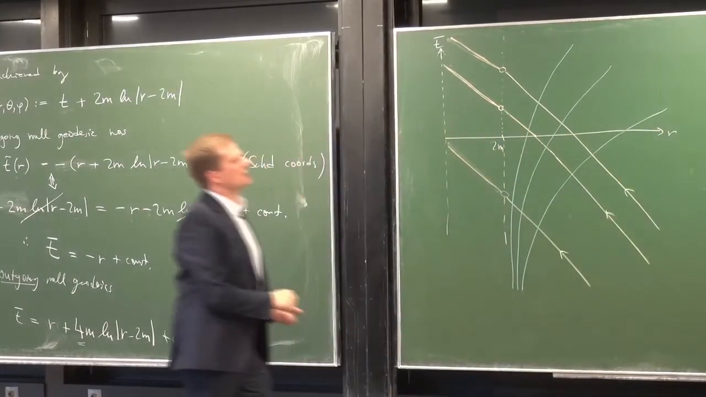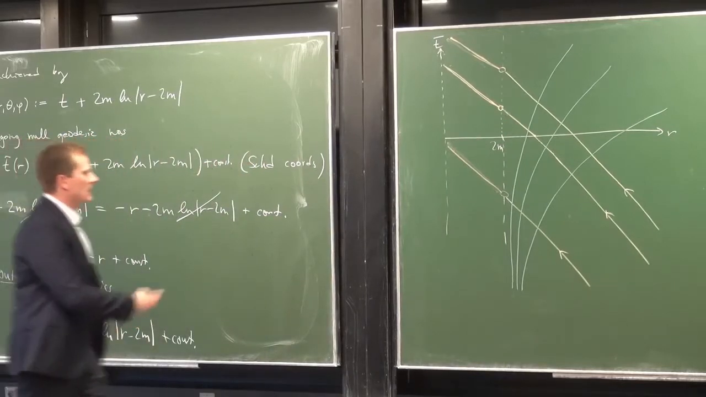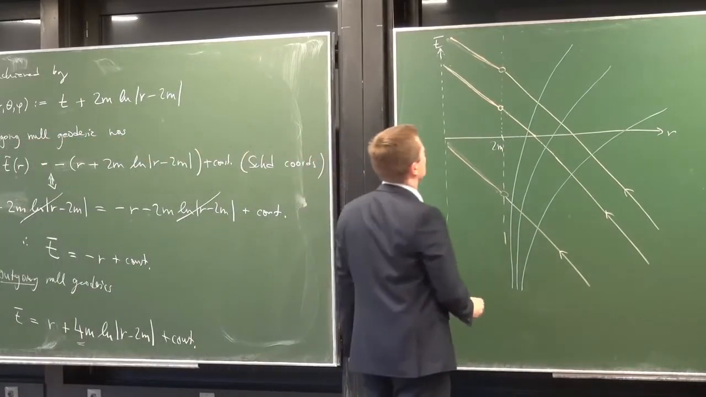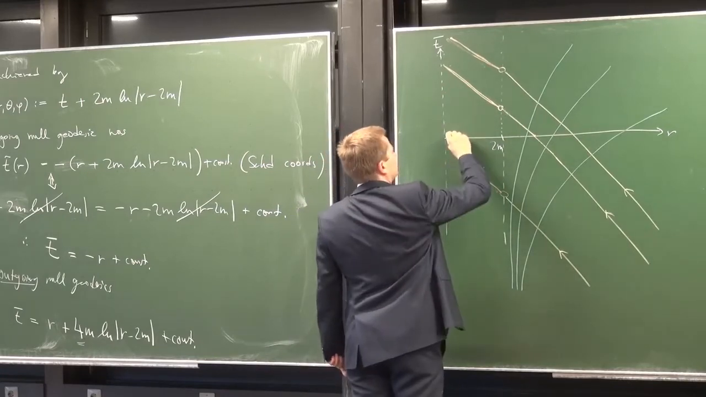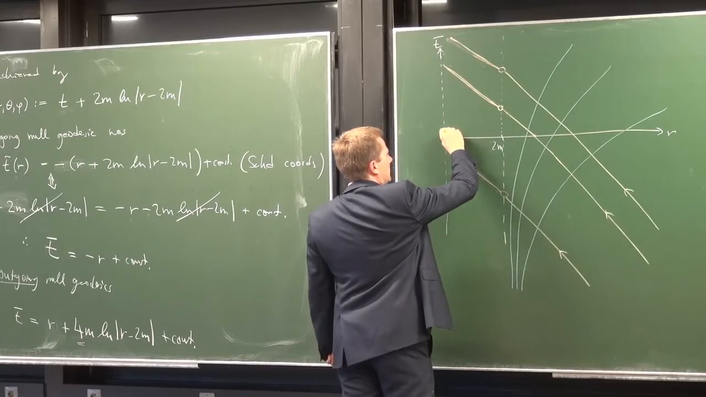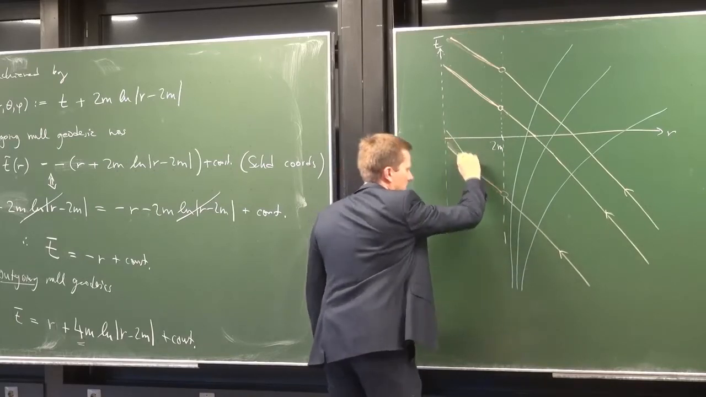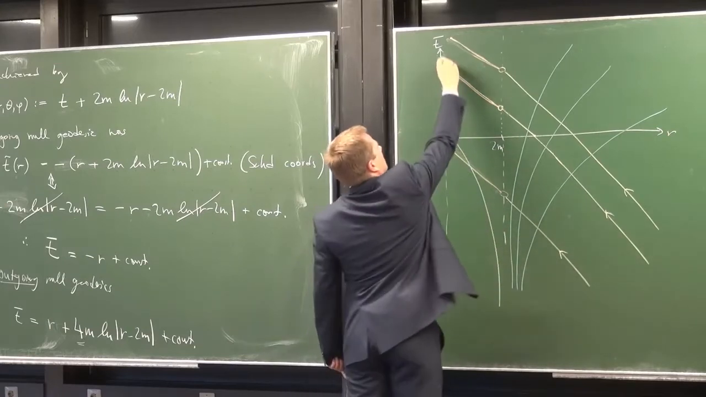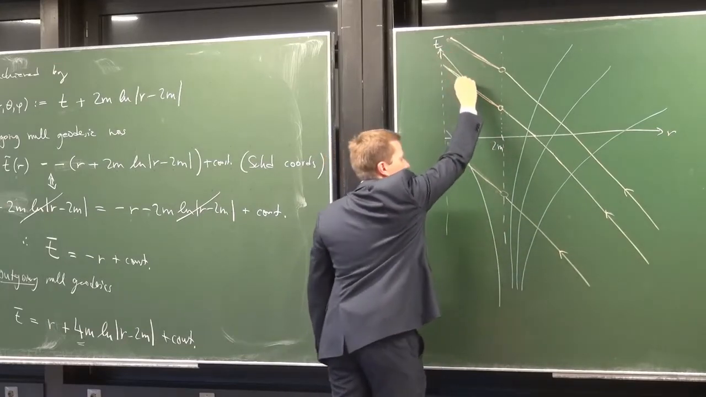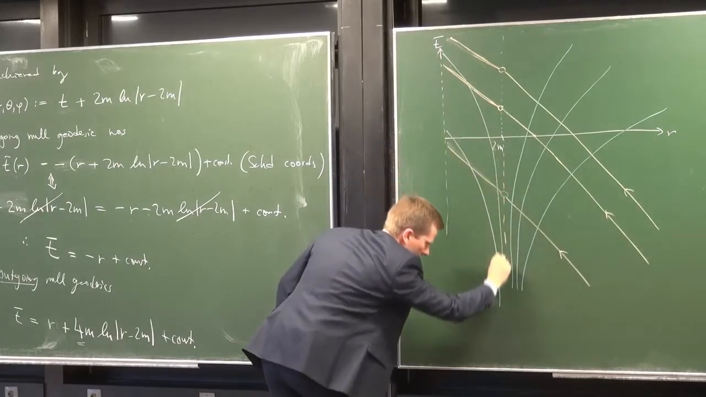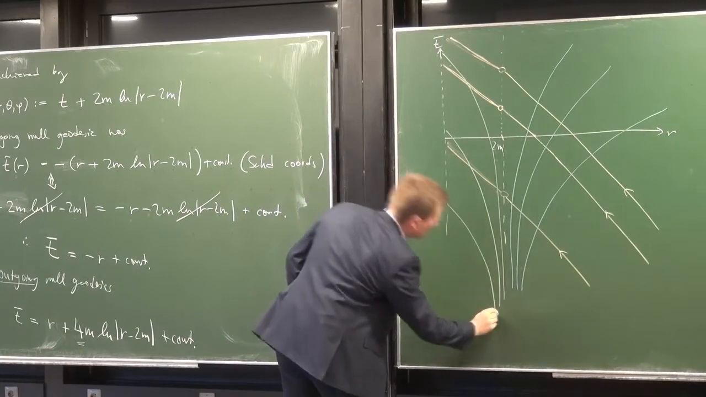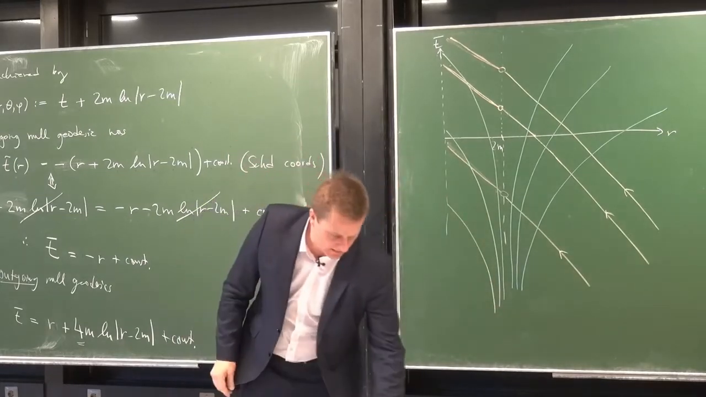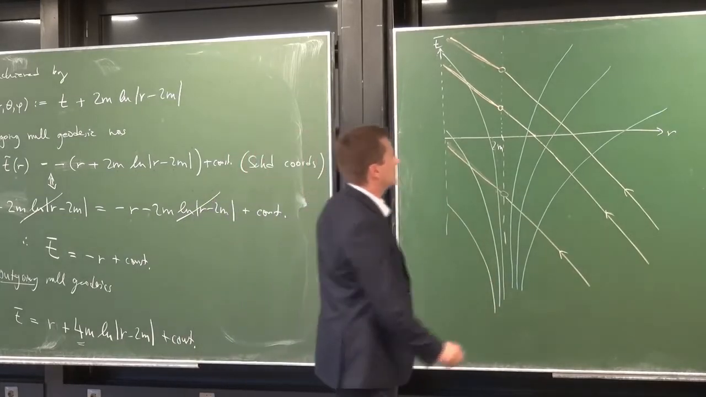Okay, these are still the outgoing ones here, and inside it still looks like this. Stuff like that, okay. Now let's draw in this chart the cones again.